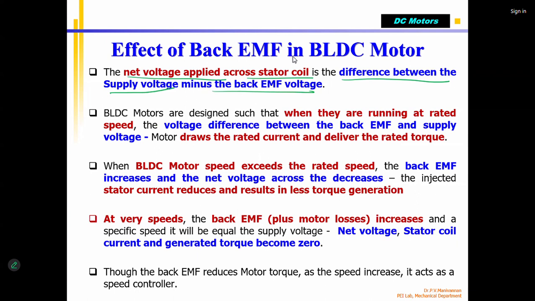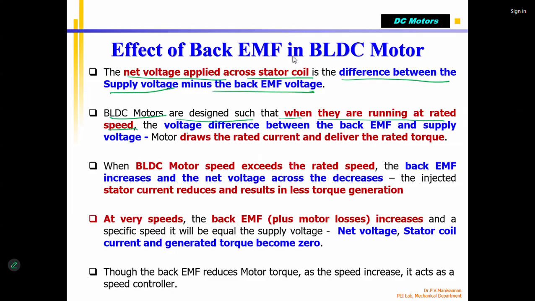So BLDC motors are designed such that when they are running at rated speed, we know that already from the previous class, the motor can run from 0 to some maximum speed. 0 to 2000 RPM, 0 to 1000, 0 to 5000, 0 to whatever the motor designer says. But that is called the rated RPM, the continuous rating.